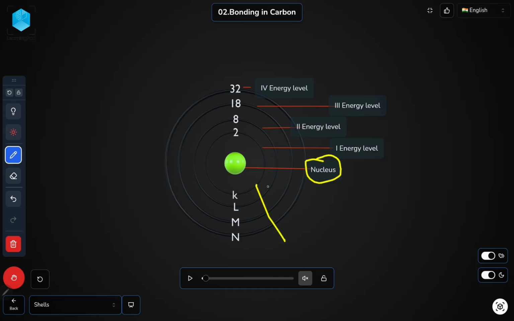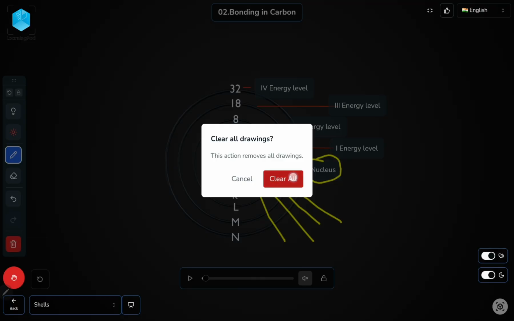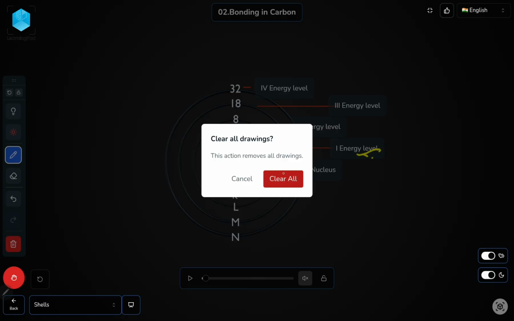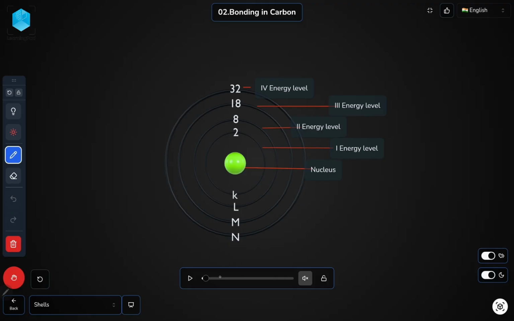This is an orbit. This is an orbit. This is an orbit, and this is an orbit. These are the orbits in which electrons revolve around the nucleus. These orbits are called energy levels. These energy levels are given certain names. The names given to these energy levels are K, L, M, N.